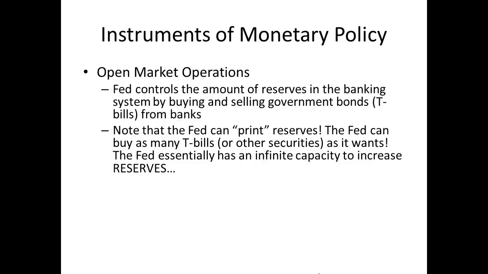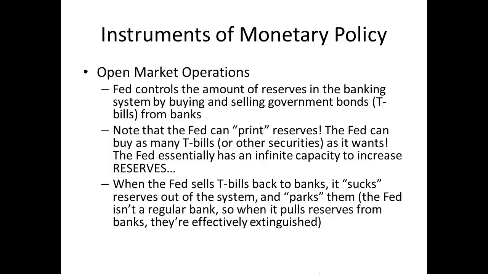What it wants to do sometimes is print a lot of reserves, issue a lot of reserves, and buy a lot of T-bills from banks in order to boost the money supply, to lower interest rates and increase lending and boost aggregate demand, or vice versa. Okay? So you have to realize the Fed has basically an infinite capacity to increase or decrease the amount of reserves in the economy. So the Fed can add reserves by buying government bonds from banks, and that'll have the predicted effects of pushing interest rates down, pushing money growth up, and boosting aggregate demand.